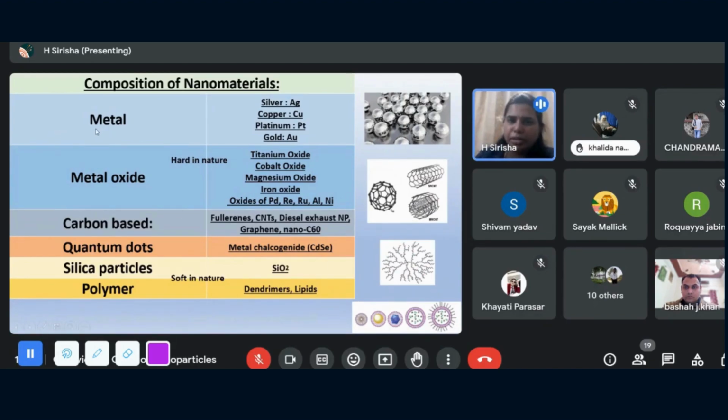In the case of metals, silver, copper, platinum, gold, and in metal oxide, titanium oxide, cobalt oxide, iron oxide, and in carbon-based materials, fullerenes, carbon nanotubes, and graphene nanoparticles, quantum dots, and silica particles, silicon dioxide, and in polymers, dendrimers and lipids. So these nanomaterials are being widely synthesized, and they are used for varied applications.